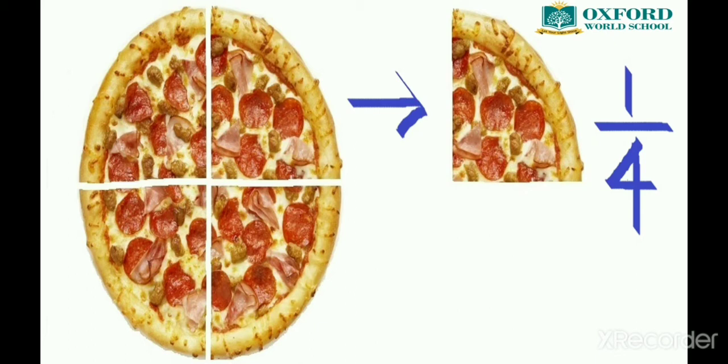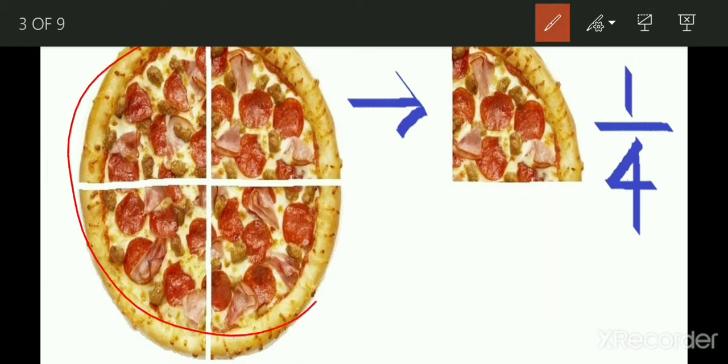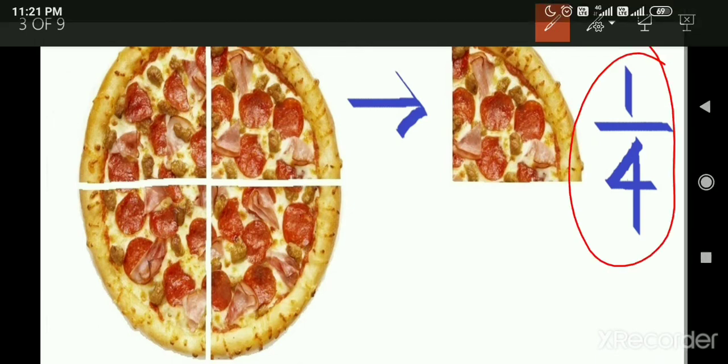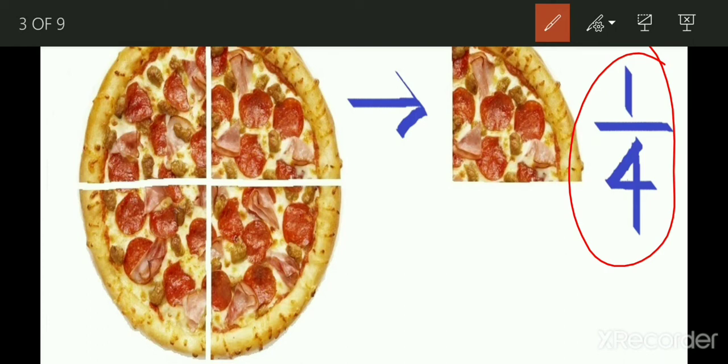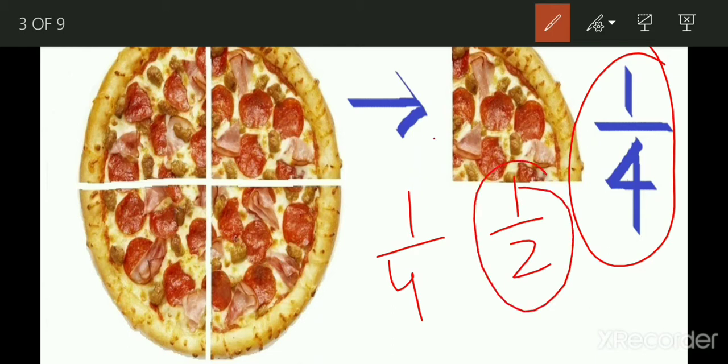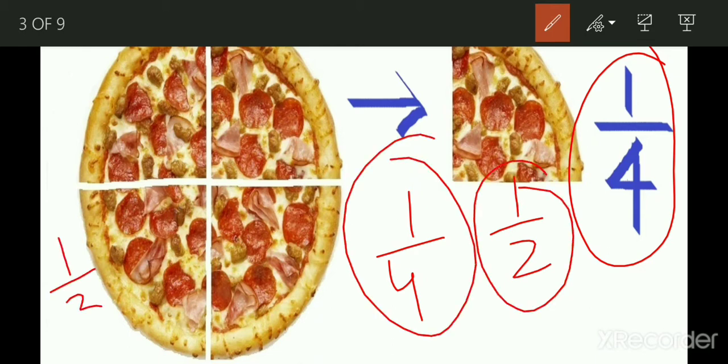Now here is the example. Just see this pizza. Isn't this tempting? So we have a whole pizza, means full pizza. How many parts are there? 1, 2, 3, 4. 4 parts are there. Since this is a whole which is divided into 4 equal parts, each part of this whole is called 1/4. You can write 1/4 as 1 upon 4, 1/2 as 1 upon 2. Similarly, 1/3 equals 1 upon 3.